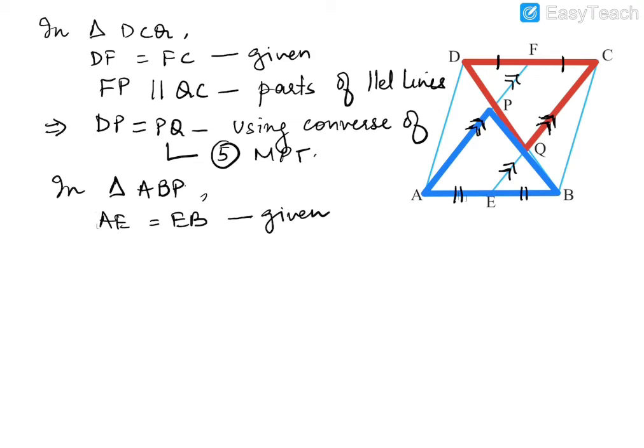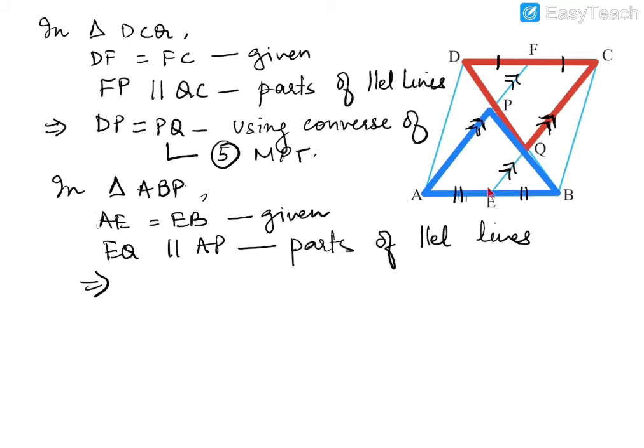And EQ is parallel to AP, as they are parts of parallel lines. We have a line EQ that is drawn from the midpoint of one side parallel to the second side. Therefore, it will bisect the third side. So this point Q will be the midpoint of PB. So we can write PQ is equal to QB.